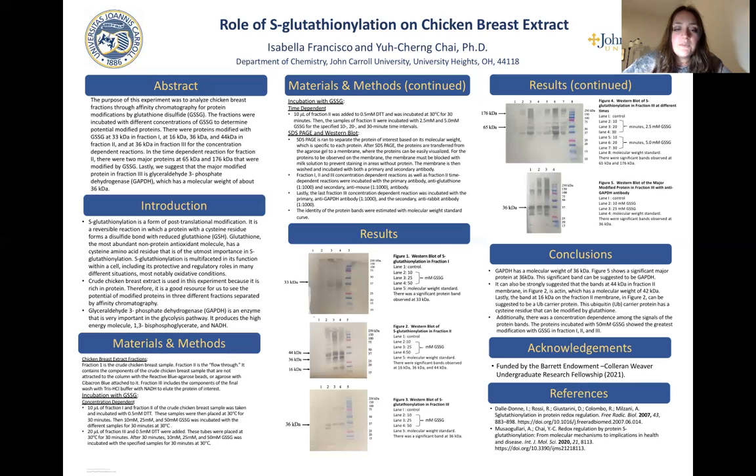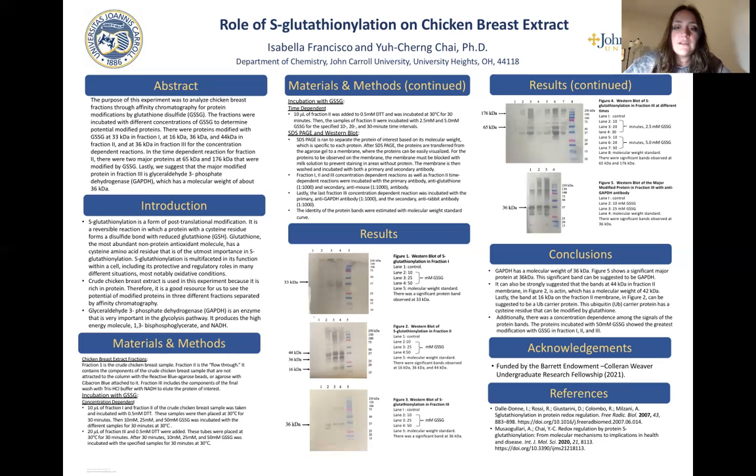All of the fractions were first incubated with DTT, which is a reducing agent, for 30 minutes at 30 degrees. The use of DTT ensures that the protein cysteine residues are reduced so that they can undergo S-glutathionylation with glutathione. Different concentrations of GSSG, including 10, 25, and 50 millimolar, were incubated with the different samples for 30 minutes at 30 degrees. A time-dependent reaction was also conducted with fraction 2. The fraction was still incubated with DTT for 30 minutes at 30 degrees with 2.5 millimolar and 5 millimolar GSSG, but the incubation times varied between 10, 20, and 30 minutes for each concentration of GSSG.